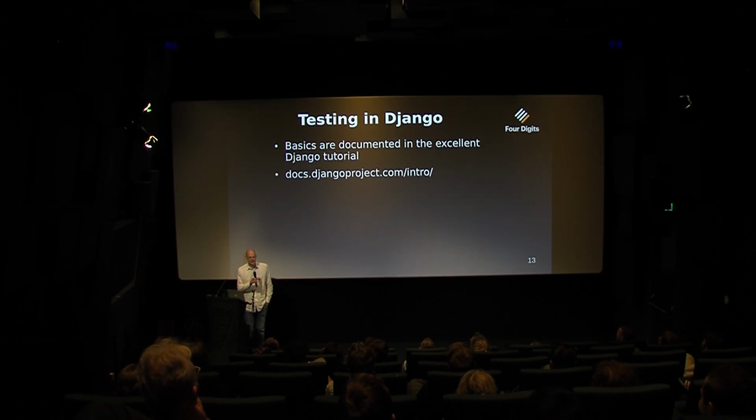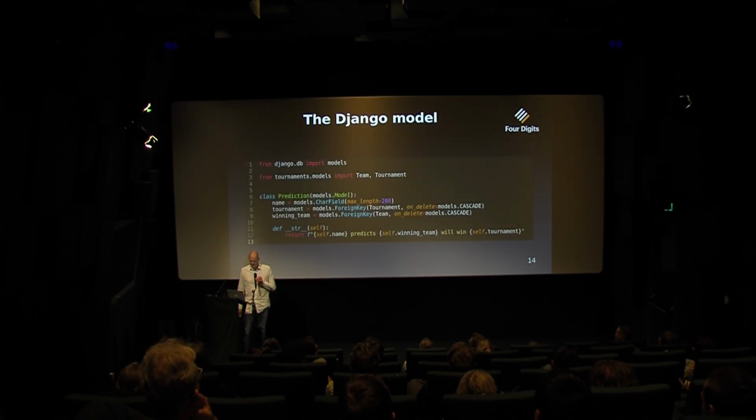All right, testing in Django. This is what the tutorial has to say about it. First, we have a model. This is the prediction model. As you can see, it has a name, so that's the person doing the prediction. We have a tournament, so that's the World Soccer Championships 2022. And we have the winning team, like Ecuador or the Netherlands. And then the method there is the string representation, so that's a Python standard thing, and that's the thing you just saw in that list in the Django admin.